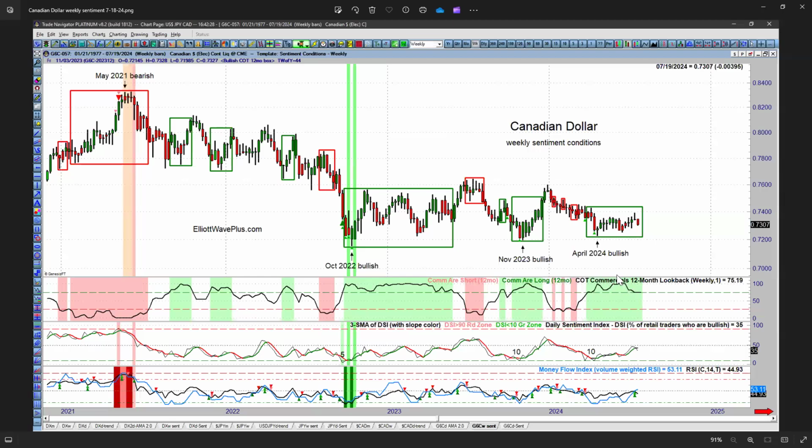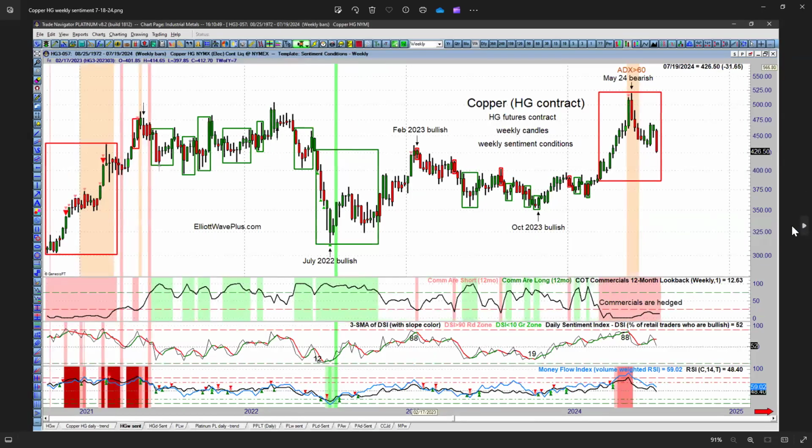But right now, this is bullish. Commercials like it. They like it a lot. Even though it's building this sideways structure, this is probably going to be a 1-2, 1-2, and going to move higher. So this is bullish on the Canadian dollar.